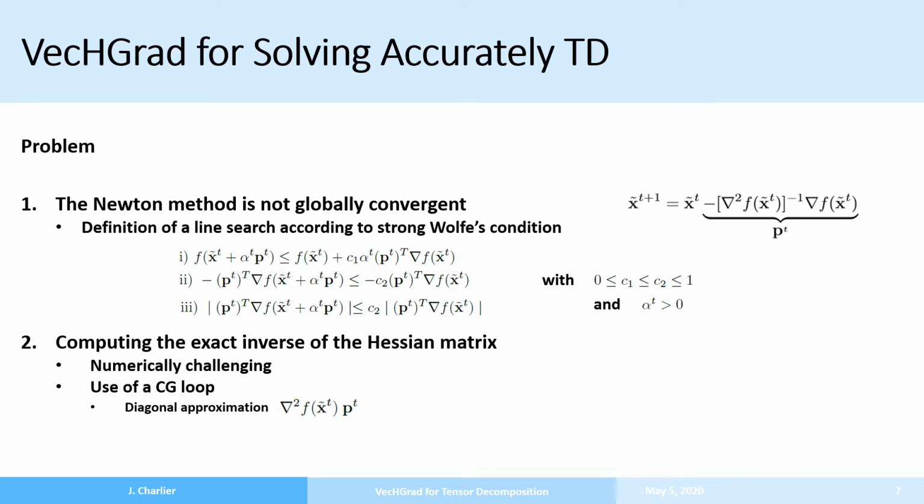Noticeably, the Newton method is not globally convergent. So if you are using the standard equation of the Newton method pictured here on the right side of the slide, you can have a diverging solution. So we defined a line search according to Strong-Wolfe's conditions. Here we have a set of 3 equations for which, when you apply these conditions, the Newton method becomes globally convergent. And this set of equations helps to find what we call the parameter alpha.